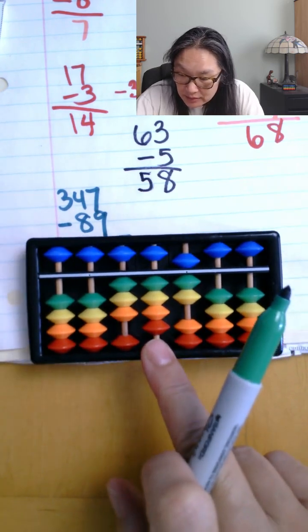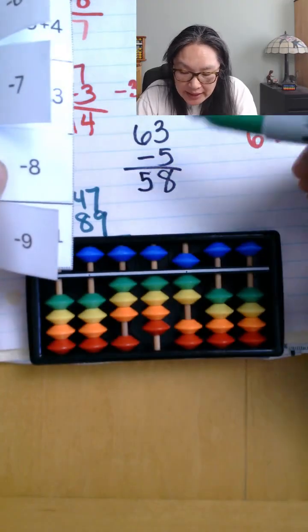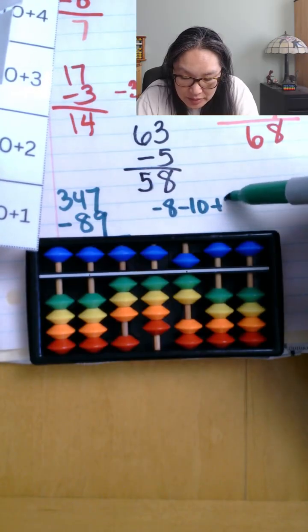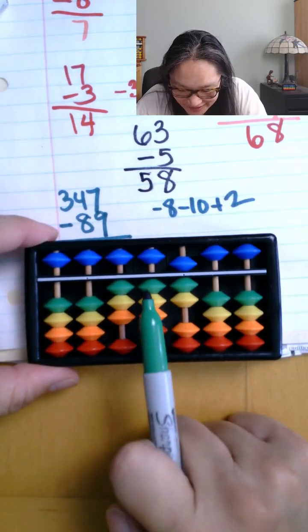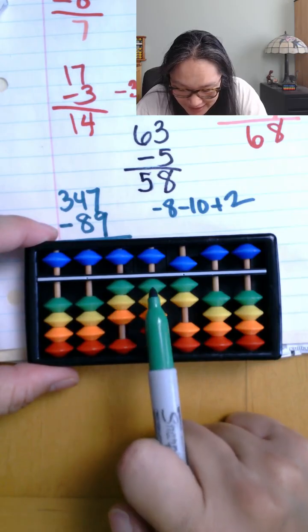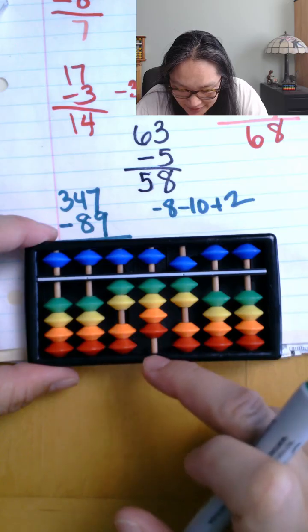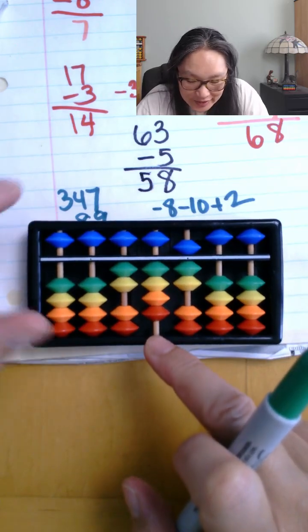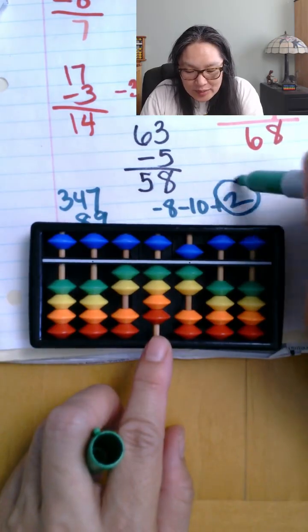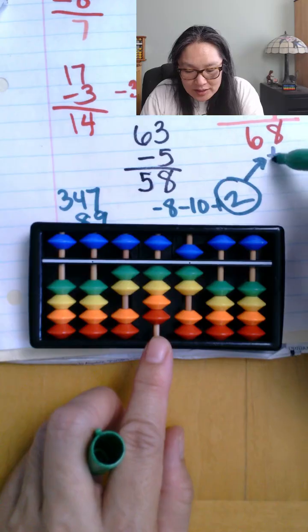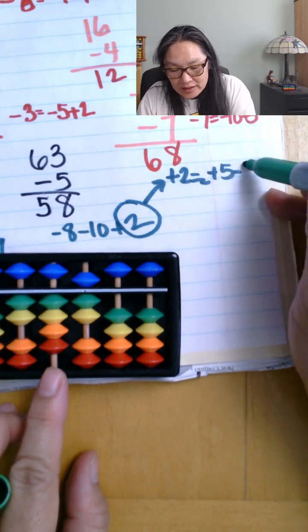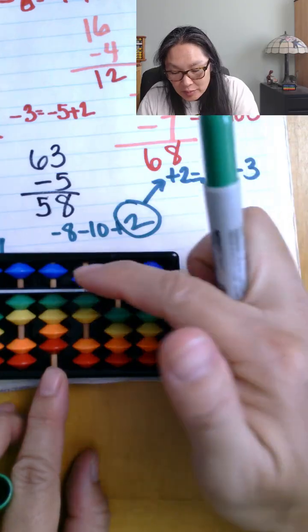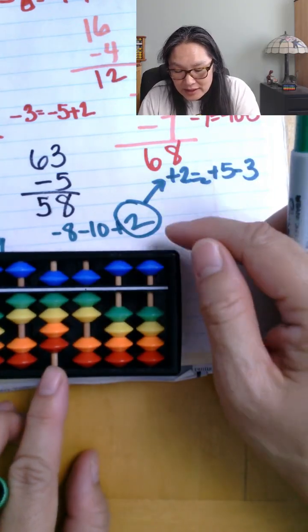How do I take away 8? Taking away 8 is equal to minus the 10 plus the 2. All right, what are we doing? We're going to minus the 10 and add the 2. Can we add the 2? No. So now this is a two-step equation. How do we add the 2? Plus 2 is equal to plus 5 minus 3. So I need to plus the 5 and take away the 3.